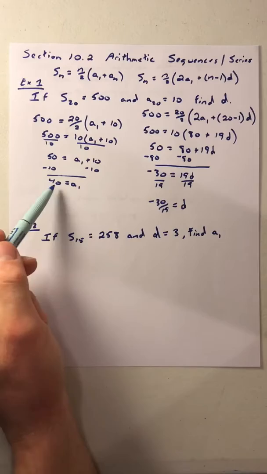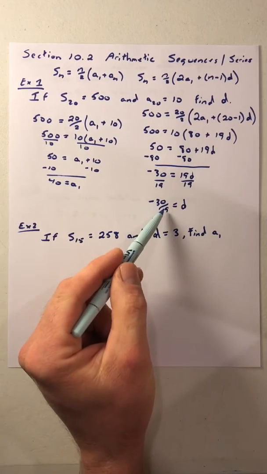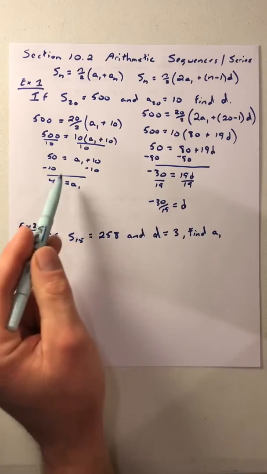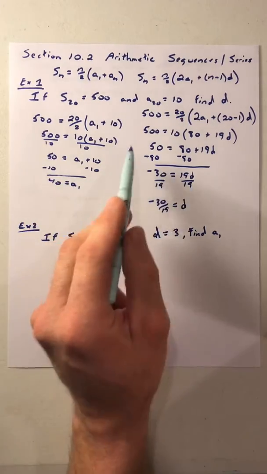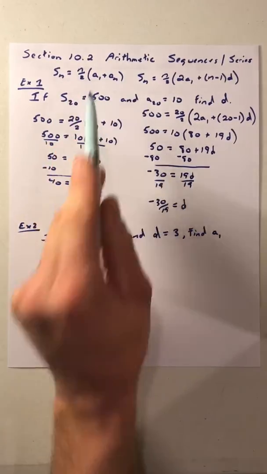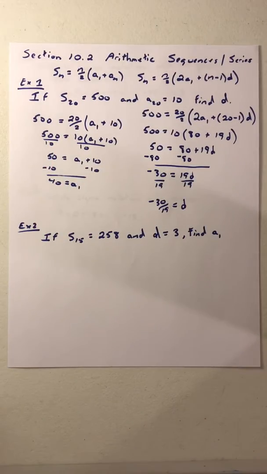So if I start at 40 and add negative 30 nineteenths, a very ugly number but doable, and we add all those values together until we get to the 20th term, we'll end up with a sum of 500.